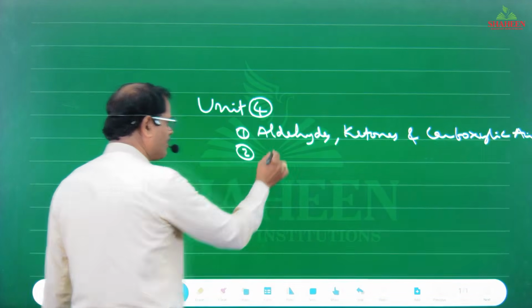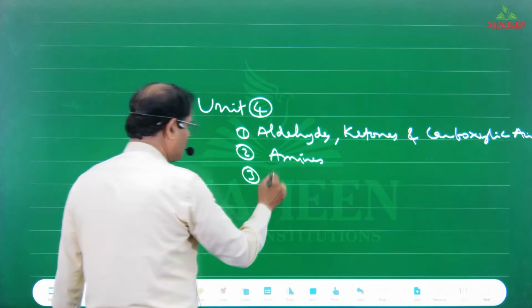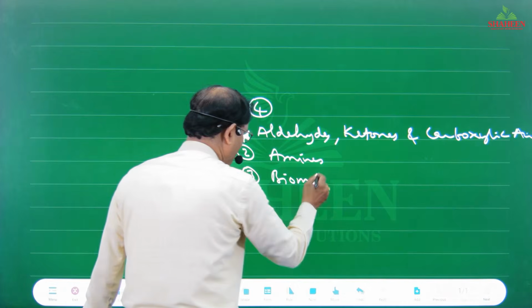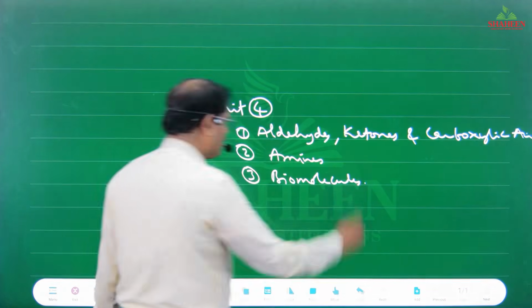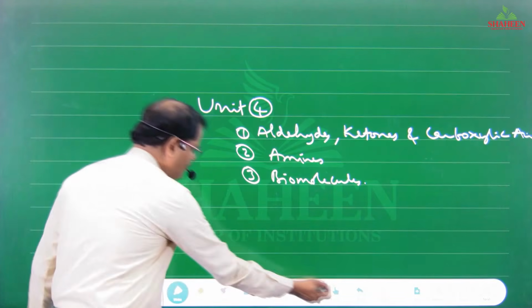And the second one is amines. And the third one is biomolecules. These chapters we are going to discuss in Unit 4.